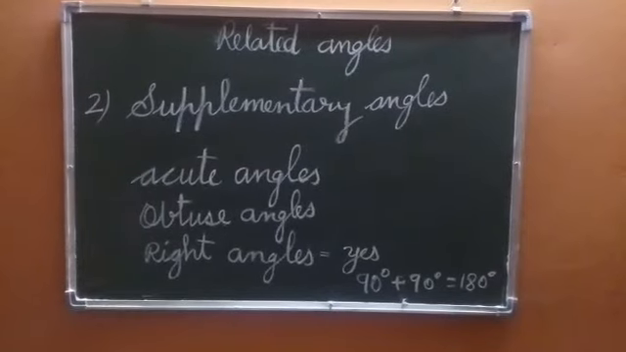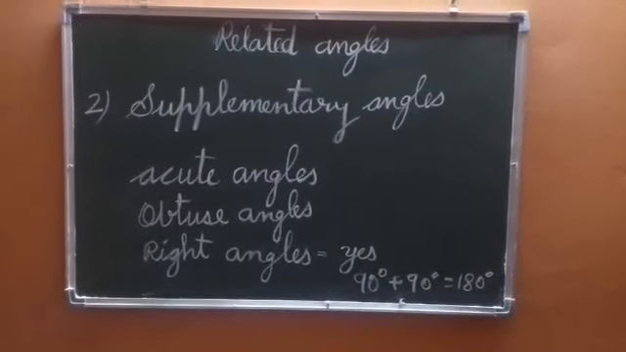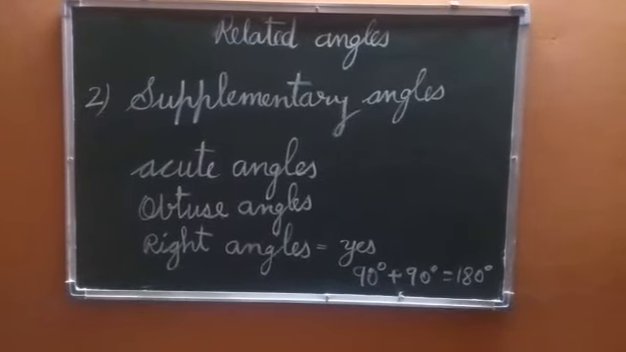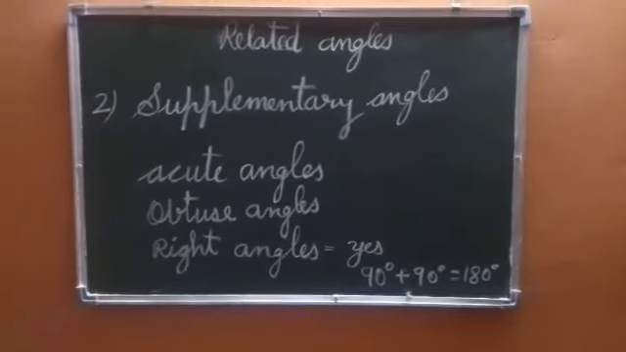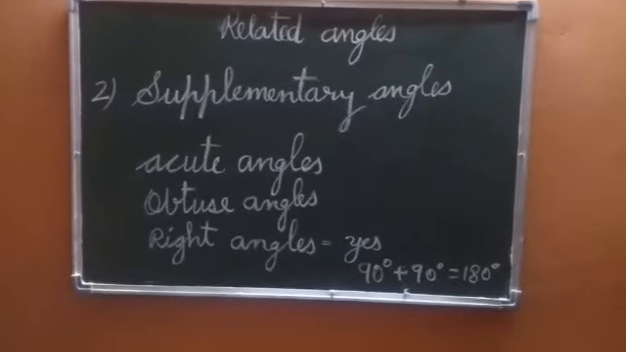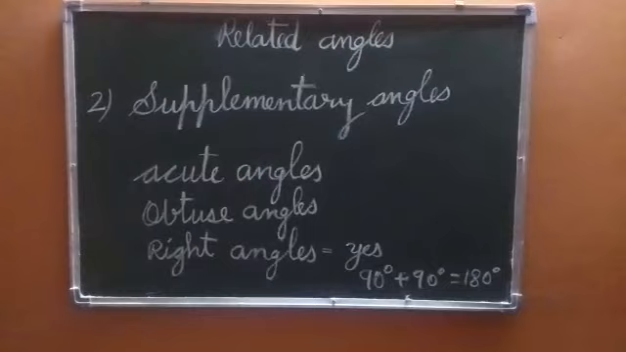Two angles whose sum is equal to 180 degrees are called supplementary angles, and two angles whose sum is equal to 90 degrees are called complementary angles. Go through these two videos properly, children. Try to understand them. If you have any doubt, you may ask me.